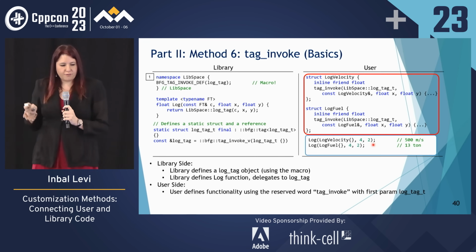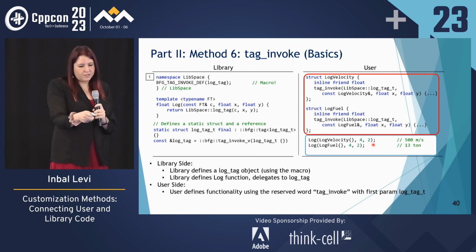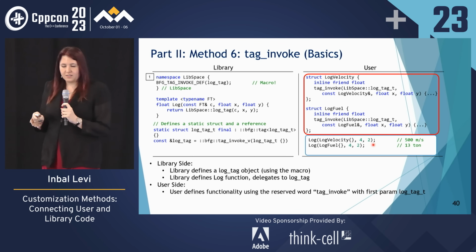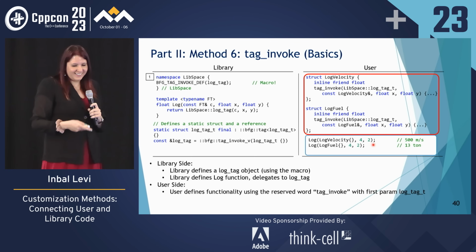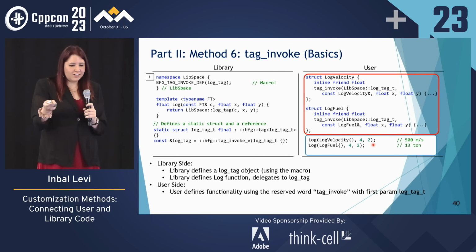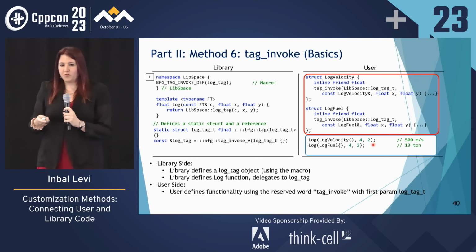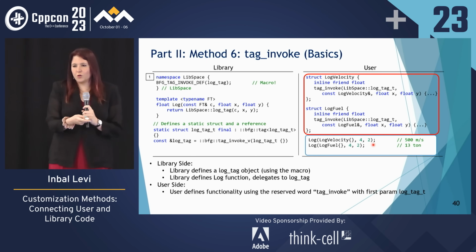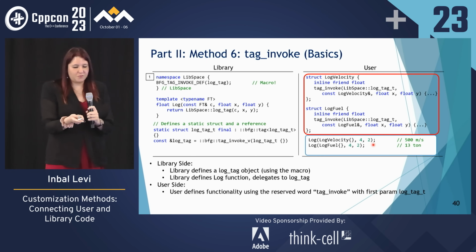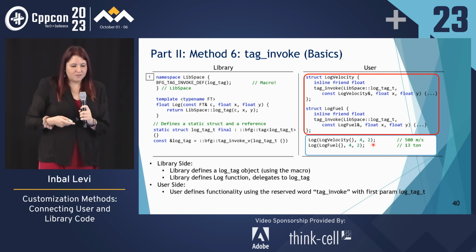User defines functionality. So we have, as you can see, the first parameter of log velocity and log fuel for spaceship is log tag. So that's the way for the user to say, I want to be logged. And then a function also needs to be called tag invoke, which is a reserved word. So if we would have suggested that into the standard library, we need to reserve some word. It didn't have to be tag invoke, but we needed to reserve some word so the user can say, I want to opt in into this mechanism.